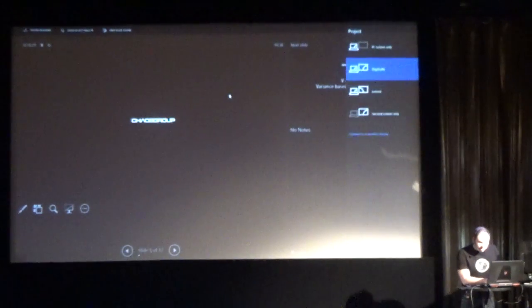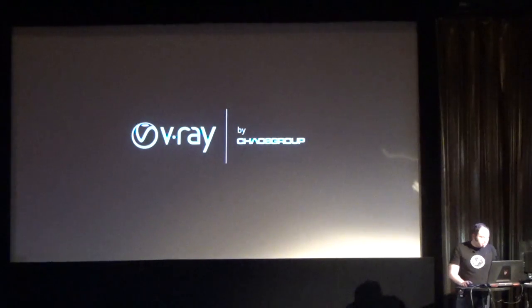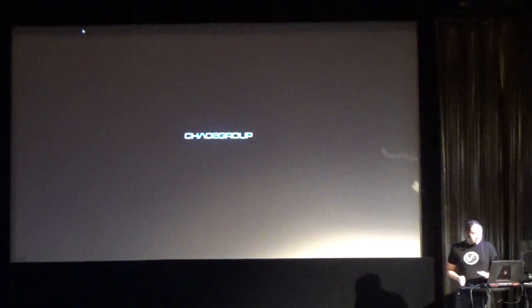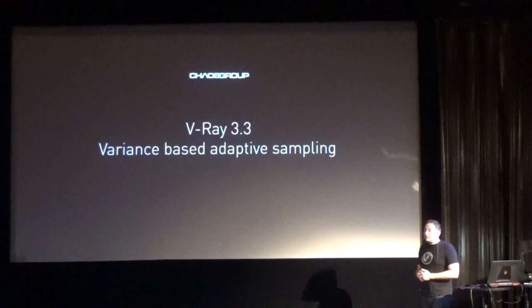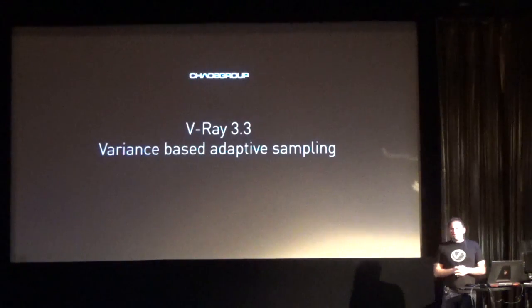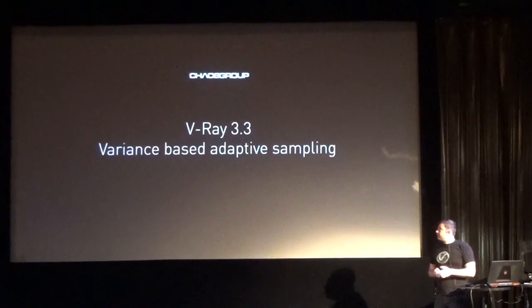Again, I'm going to move on with the other presentation. Probably I need to extend that really quickly and rerun it. Okay. So the variance-based image sampler. That was the major new change in V-Ray 3.3. By the way, how many of you are 3ds Max users? Oh, cool. So you're going to love it.